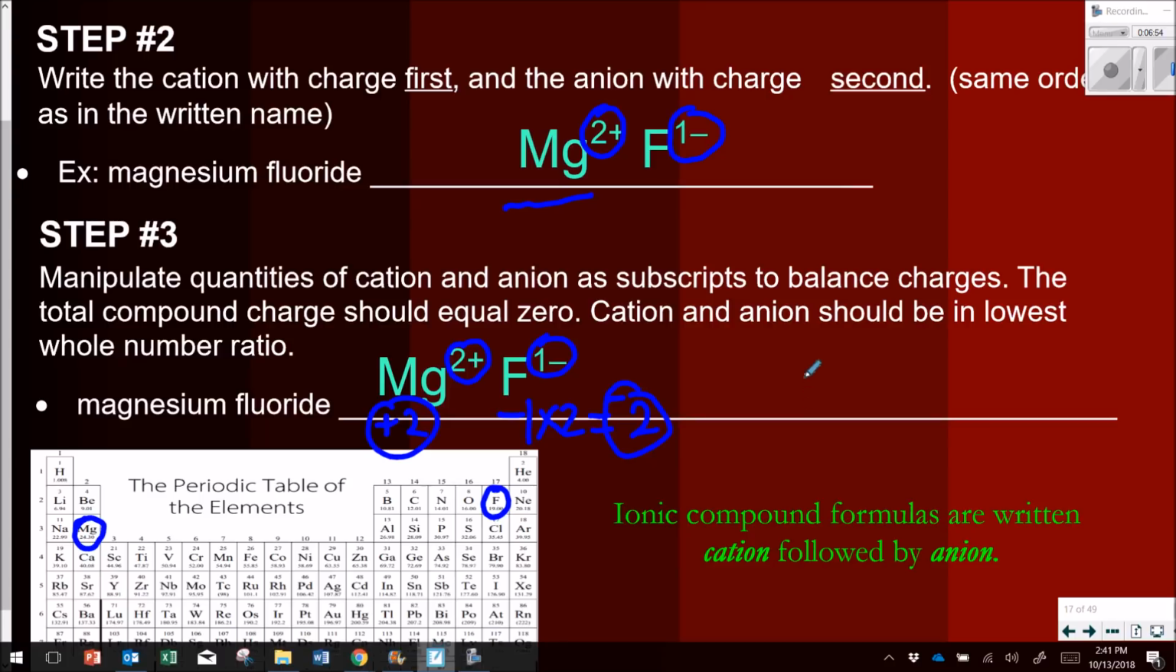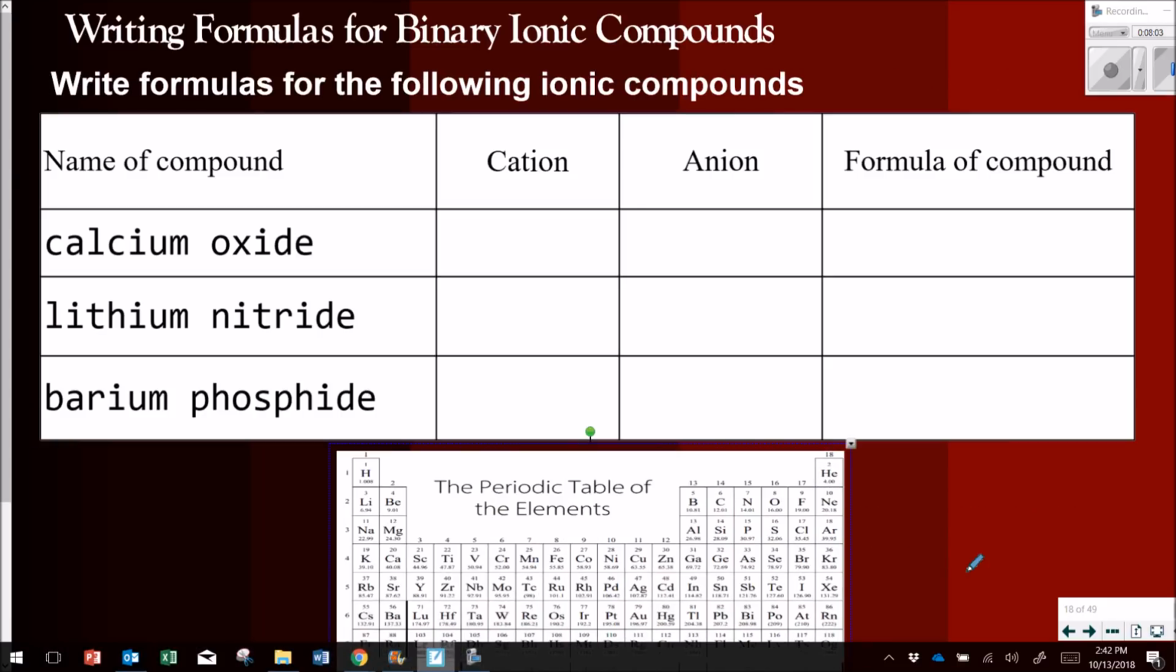Therefore, for each 1 magnesium ion, I need 2 fluoride ions. When we write formulas, the 1 is understood, so my final formula is MgF2. So a few more examples.